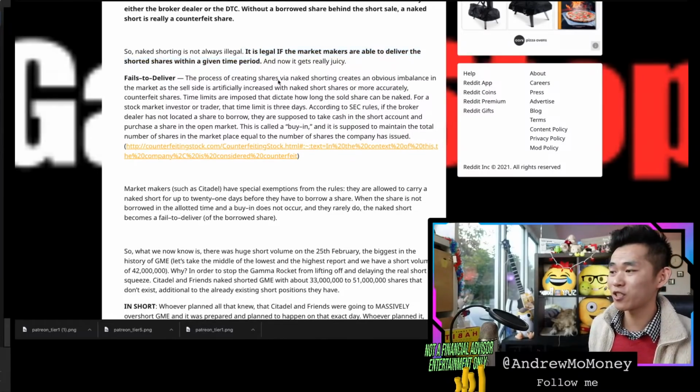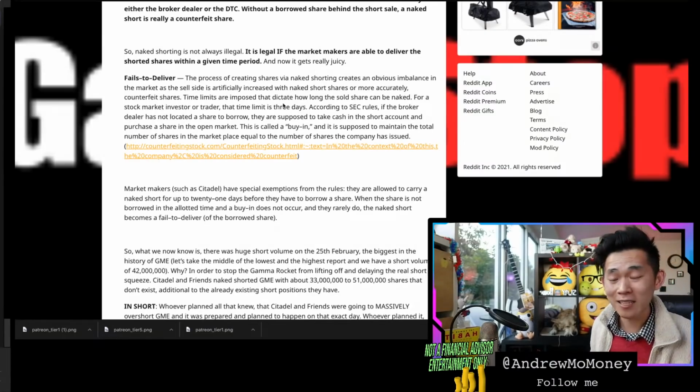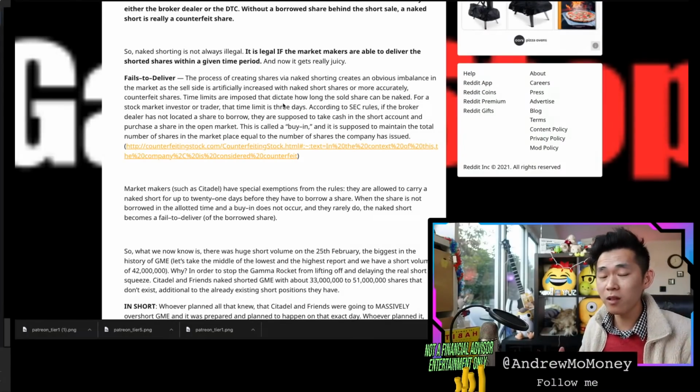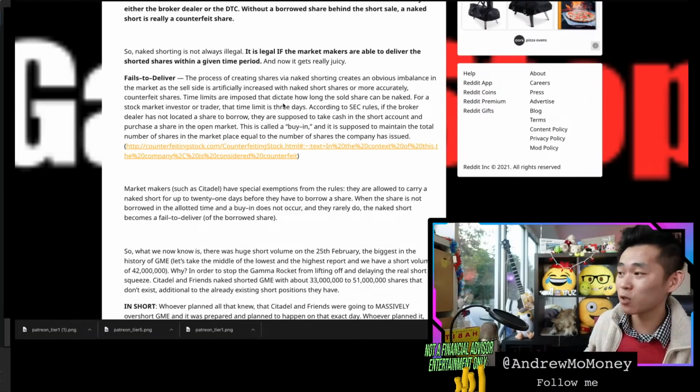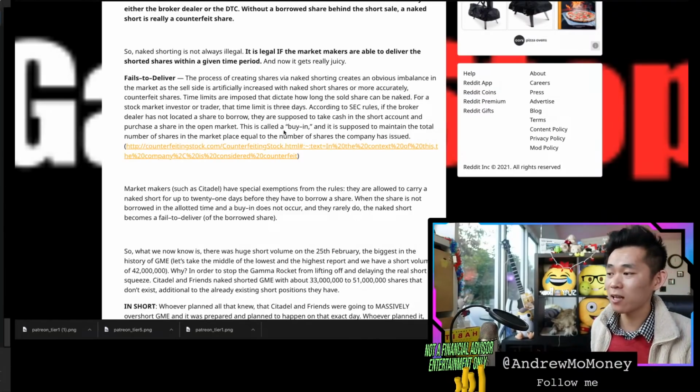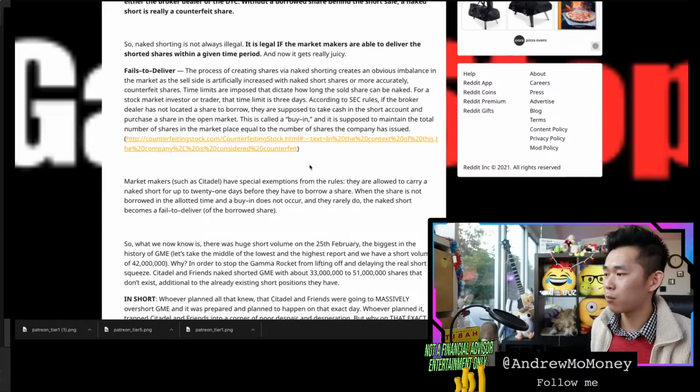The process of creating shares via naked shorts creates an obvious imbalance in the market as the sell side is artificially increased, right? But if it is artificially increased, it's like borrowing sells from the future. You are hurting the price as of now, but ultimately you're going to have to buy back in order to cover these naked shorts, and that is called a buy-in. It's supposed to maintain the total number of shares in the open in the marketplace equal to the number of shares the company has issued.